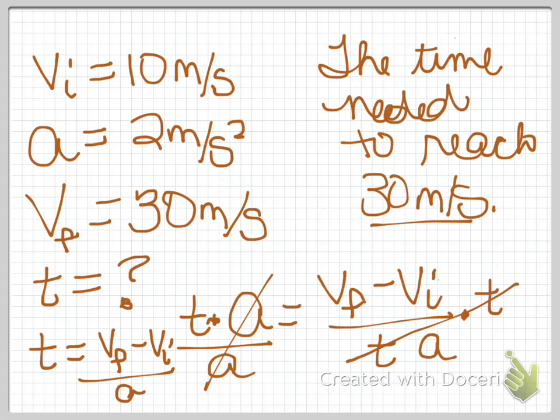And so you're then going to sub in those numbers. For VF, you're going to sub in 30. For VI, you're going to sub in 10. 30 minus 10 is 20. And then you're going to divide by 2. So 20 divided by 2 is 10 seconds. So it's going to take you 10 seconds to do that. Okay? Don't forget your units.